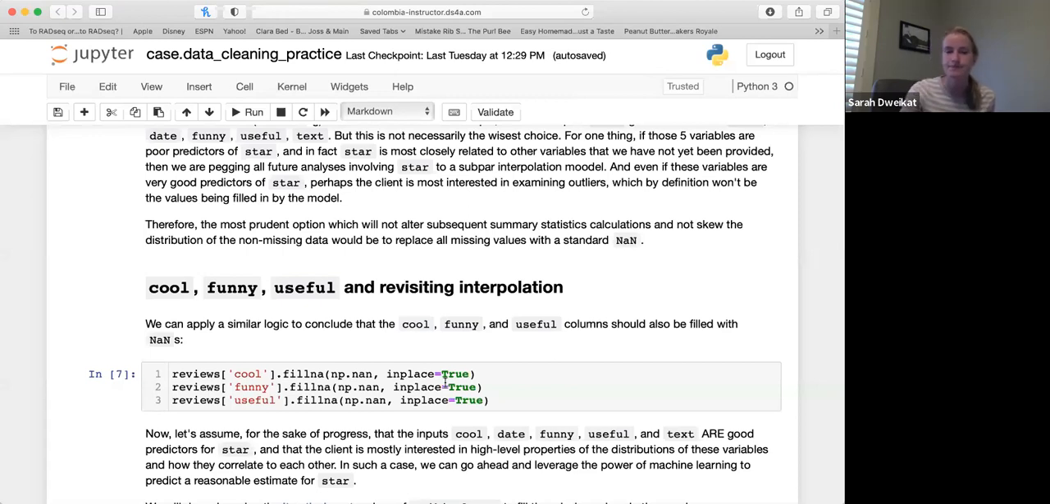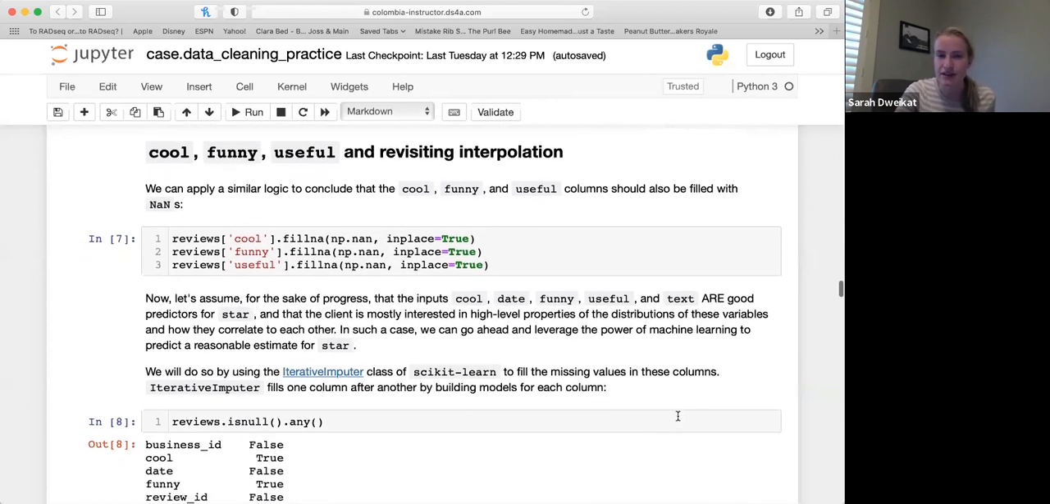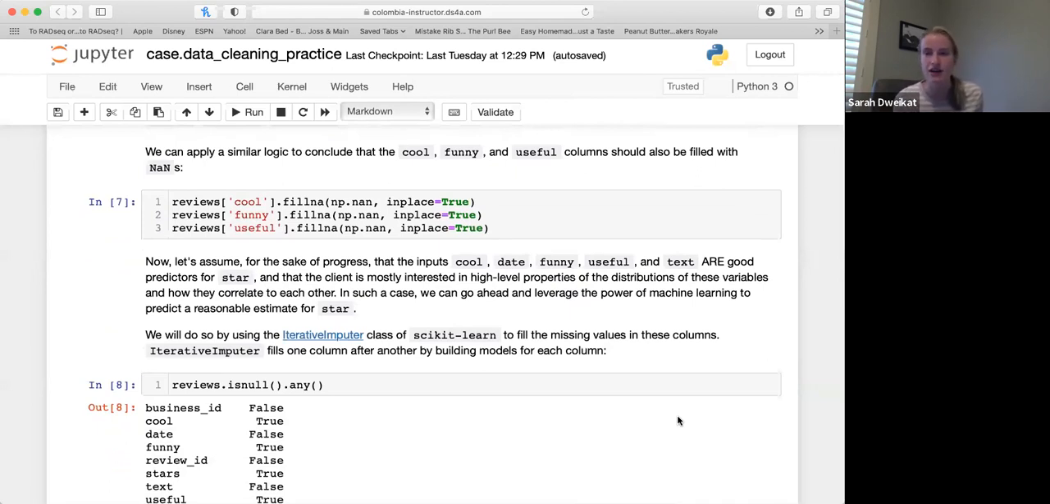But let's assume that cool, date, funny, useful, and text are good predictors for star. Let's say that they are related. So like I said, that's where we're going to look at the code for this. Even though that may not be the appropriate thing here, it's still important that you learn how to do it for a data set where they might be related. So for now, we're going to say, okay, they are related, and so we want to predict star based off of our other columns of data.